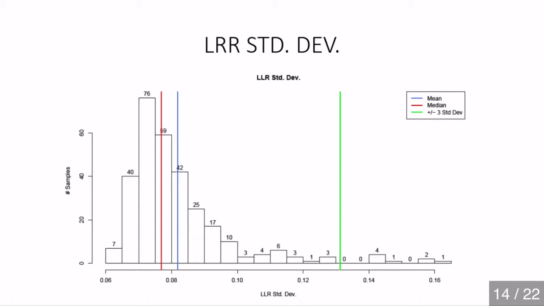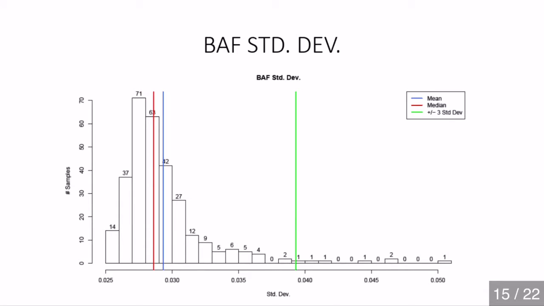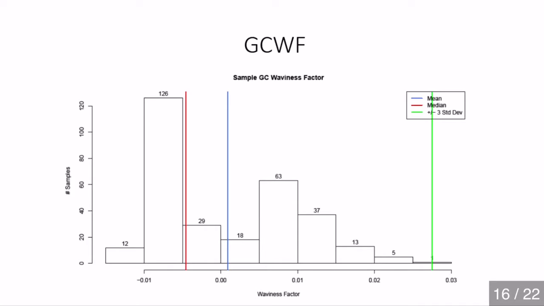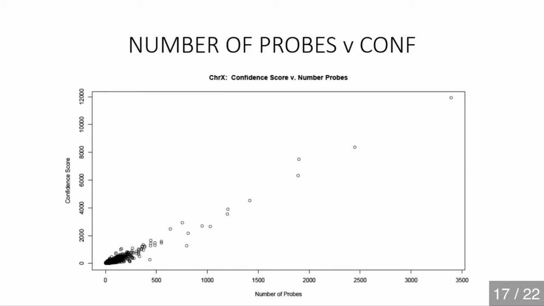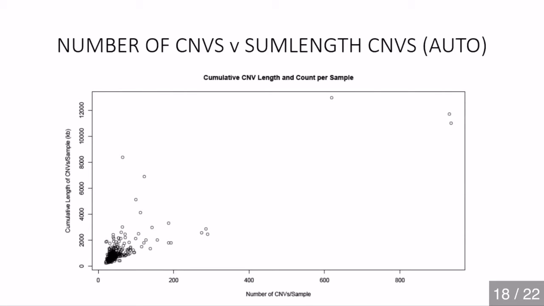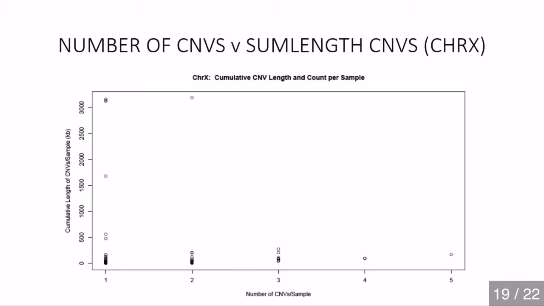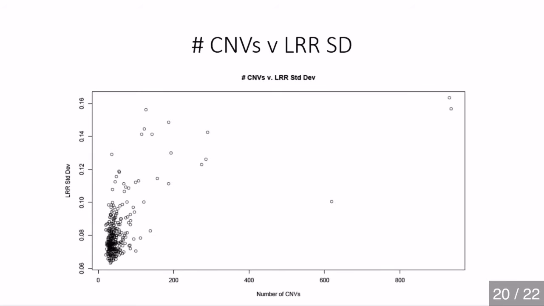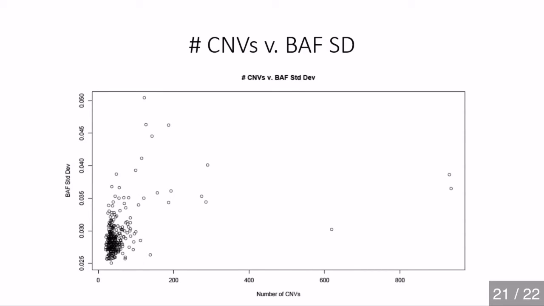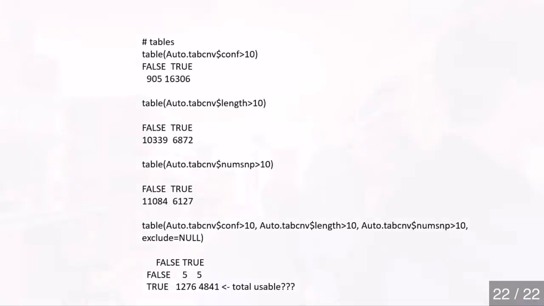And then we can see here the log R ratio and the B allele frequency standard deviation, which are two of the metrics we use to call CNVs. And here is GC waviness factor, which is a weird metric that explains the binding of the probes to the sample. And so it's just another metric to see how reliable the data is. And here are some of the other graphs. There's 22 graphs in total. And here's another way of plotting these graphs. So these graphs I'm going to explain in really big, deep detail for my dissertation.